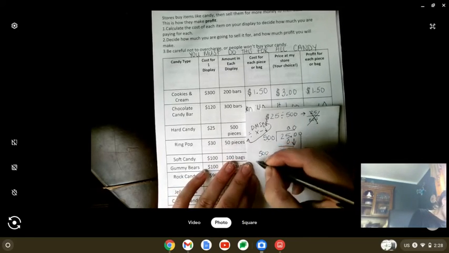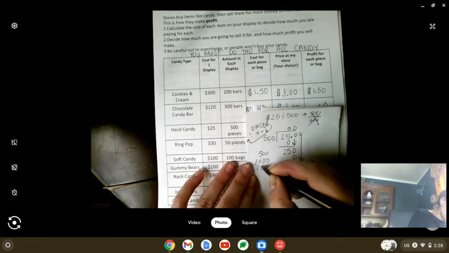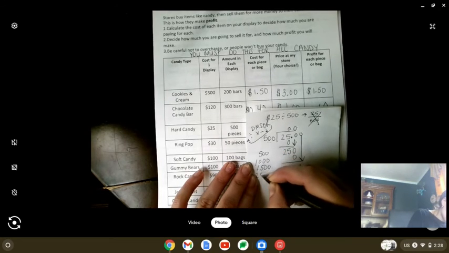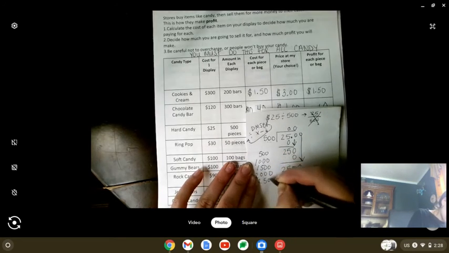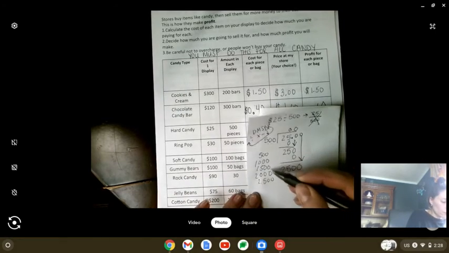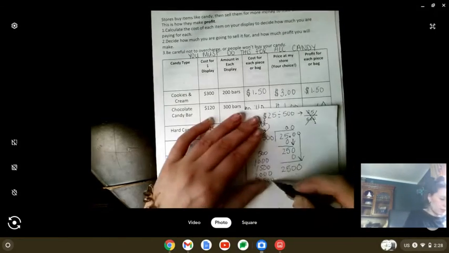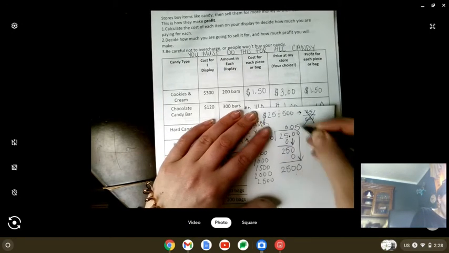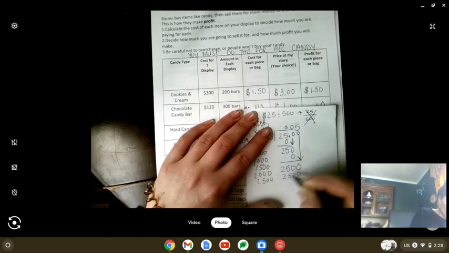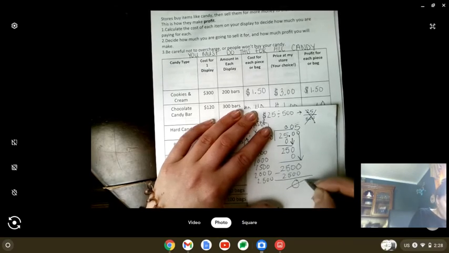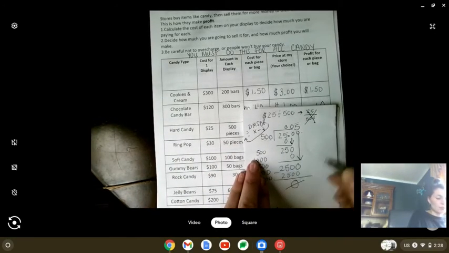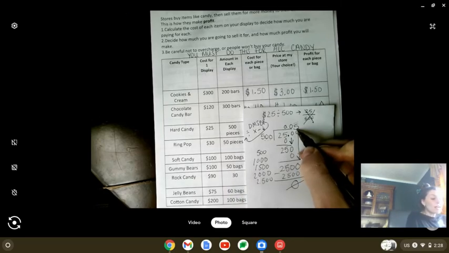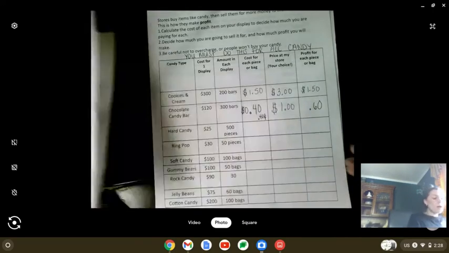So let's see. 500, 1,000, 1,500, 2,000, 2,500. Ooh, look. 1, 2, 3, 4, 5. 500 goes into 2,500 5 times. 2,500, subtract, we get 0. Nothing to bring down, ended with a 0, and I have 5 cents is what my cost was.